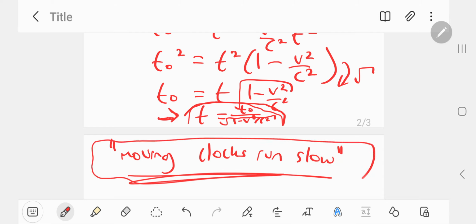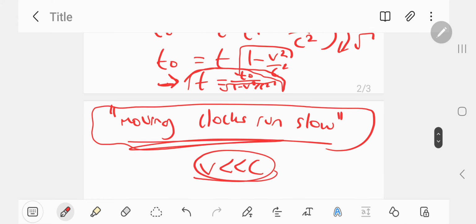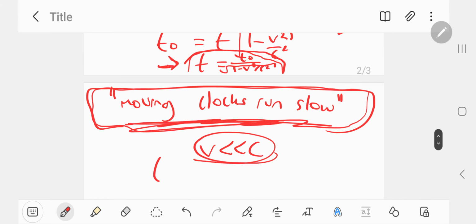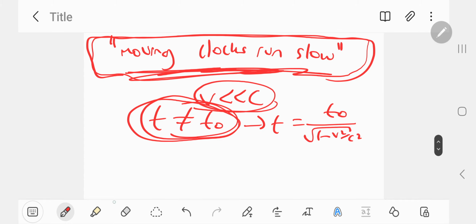We all experience this every single day. It's not noticeable for speeds much less than the speed of light, so v is much, much less than c. However, if you're moving quite close to the speed of light, let's say rockets blasting off into space, you will notice this. If you had an accurate enough clock, you could actually measure the difference. So t is not equal to t sub naught. The two times are not the same. They're related by this expression, and it's the denominator, the square root of 1 minus v squared over c squared.